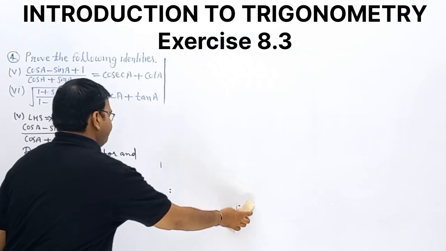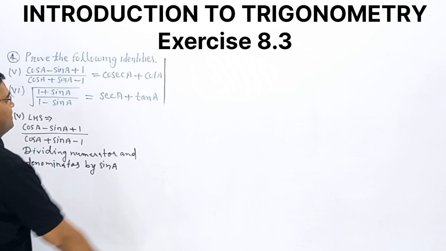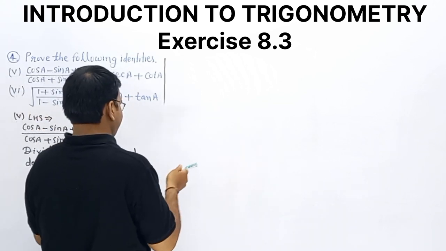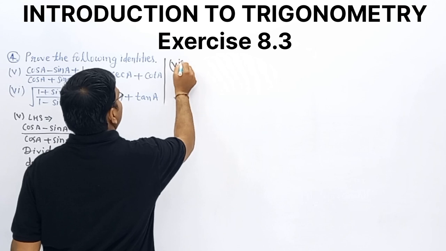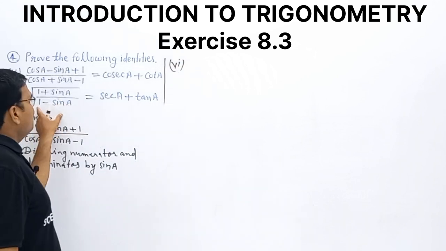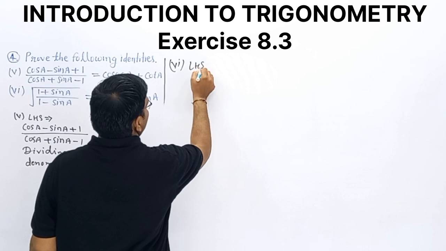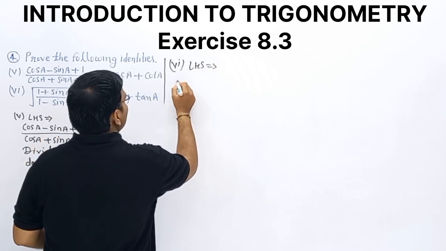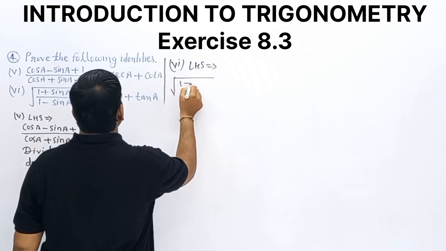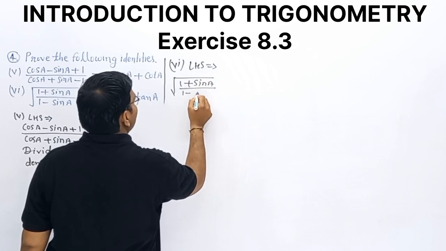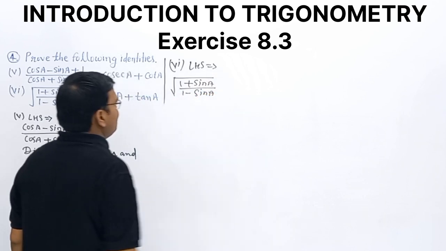What is the question? Question number 6. This is the left hand side, this is the right hand side. I am taking the left hand side. What is the left hand side? Square root of (1 plus sin A) upon (1 minus sin A).